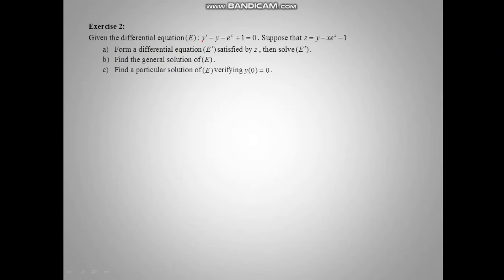We have here a differential equation. This one is a differential equation E. Suppose the change of variable is always given in the exercise, by the tutor or by a teacher. Okay, find the differential equation E prime satisfied by Z. So we have to transform all the y and y prime here to Z and Z prime. After that, we get a differential equation. Usually it's easier than this one. We solve the equation E prime. Okay, let me start to work on this part.